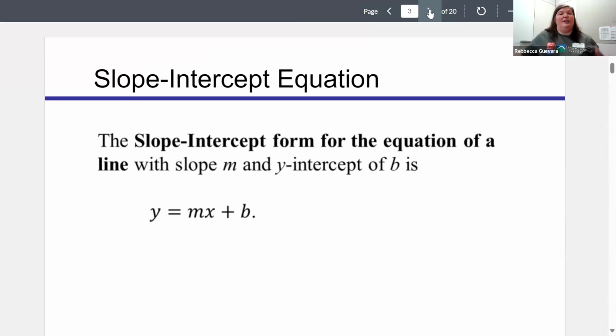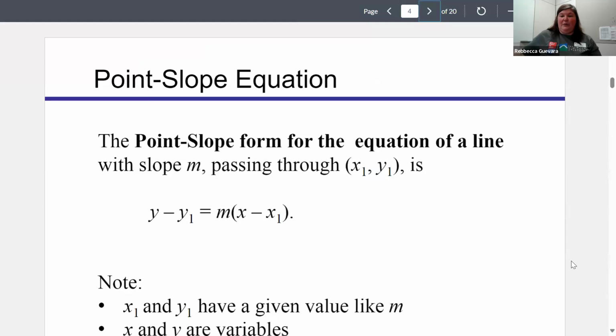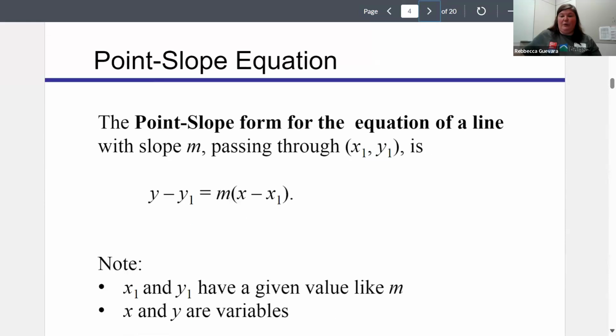There is also another equation for a line, and this is another fairly common one. We'll be using both of these today. But this is point slope equation, or as I say, point slope form of the equation of a line. And it's going to once again have a slope of m and passes through a point x1, y1. So this one can be a little confusing at first.